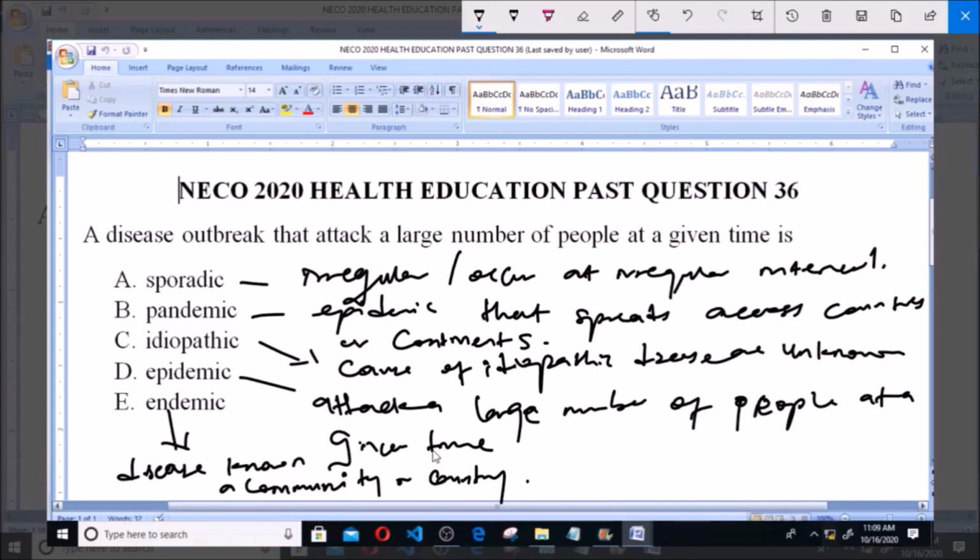So from this description, you agree with me that the answer to this question is epidemic. Epidemic is a widespread infectious disease that attacks communities or a large number of people at a given time. Now we would have said the answer is pandemic, but pandemic is an epidemic. So when this epidemic now spreads across countries and continents, then we say it is a pandemic. An epidemic is this outbreak that attacks a large number of people at a given time. So the correct answer to this question is option D, an epidemic.